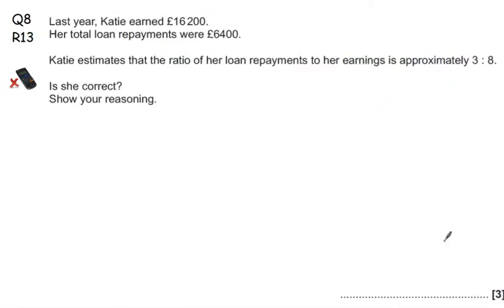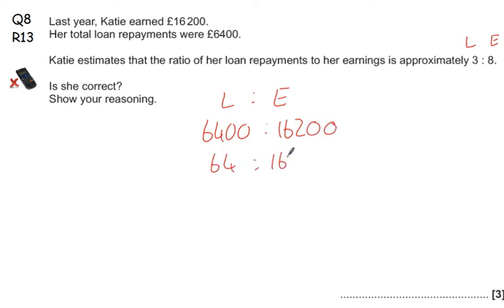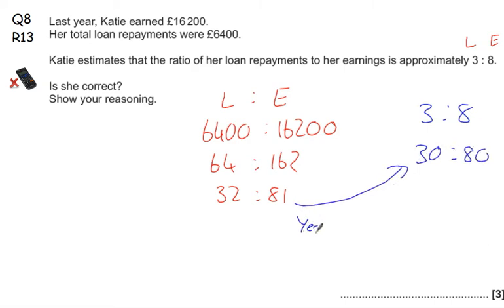Last year Katie earned that. Her total loan repayments were 6,400. Katie estimates that the ratio of her loan repayments to her earnings is approximately 3 to 8. So her loan to earnings, is she correct? Loan to earnings. Loan is 6,400, earnings is 16,200. Well, pretty close because 3 to 8 is 30 to 80. And you would say, is she correct? Yes.